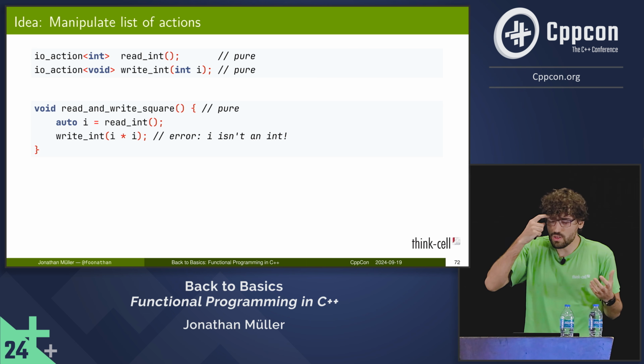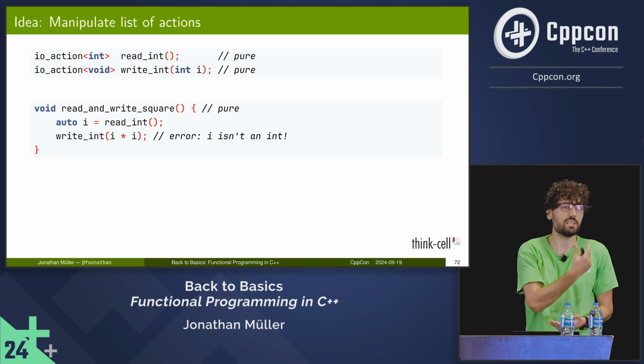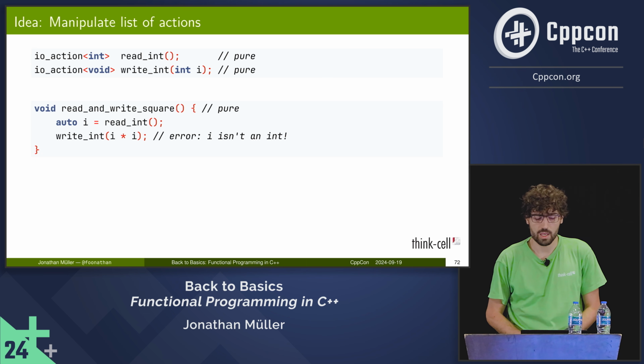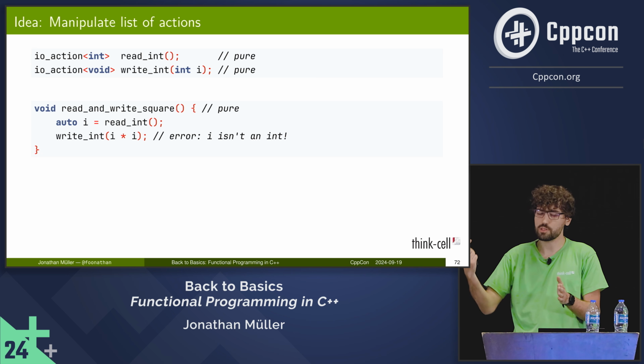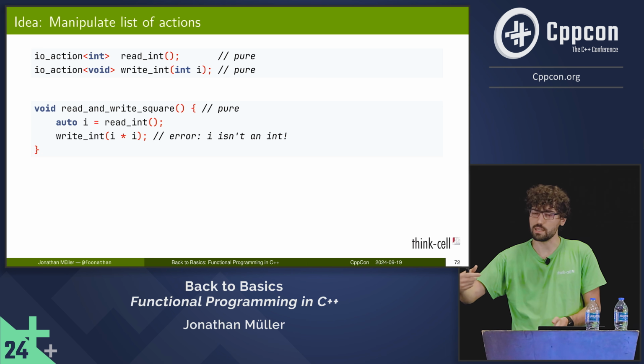And so, of course, you can't directly just get our int and square it, right? Because when we call readInt, we don't get an int. We get an action that computes an int. So this code doesn't work. But what we need instead is a function that turns the int we just read into its square value. So we want to turn an action that reads an int into an action that reads an int and squares it.